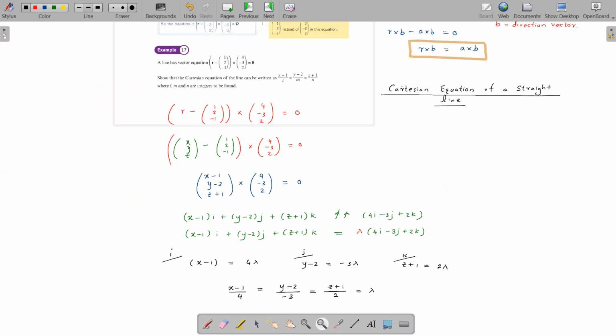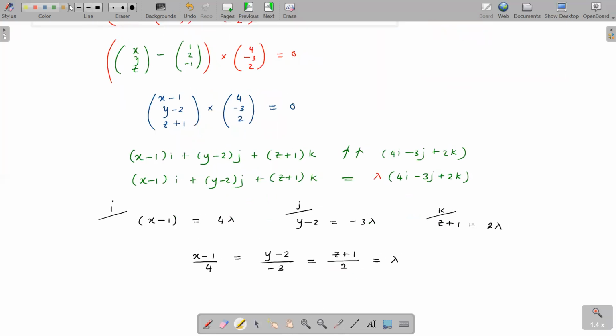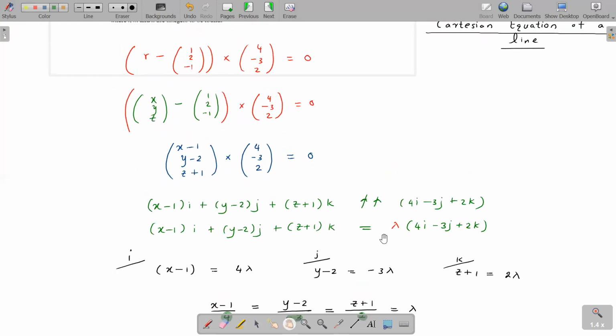Do you see that I have got a Cartesian equation here, because I have it in terms of x, y, z? At the bottom we have the 4, minus 3, 2, and at the top I have these numbers. Now look at these numbers again; they are a little bit special. Look at 4, minus 3, 2 in your original sum. Where do you see 4, minus 3, 2? You know this format is r minus a cross b equals 0. Here 4, minus 3, 2 are the coefficients of your direction vector.